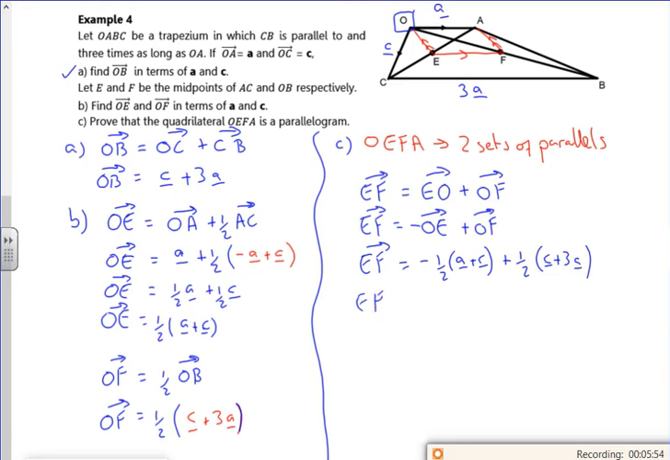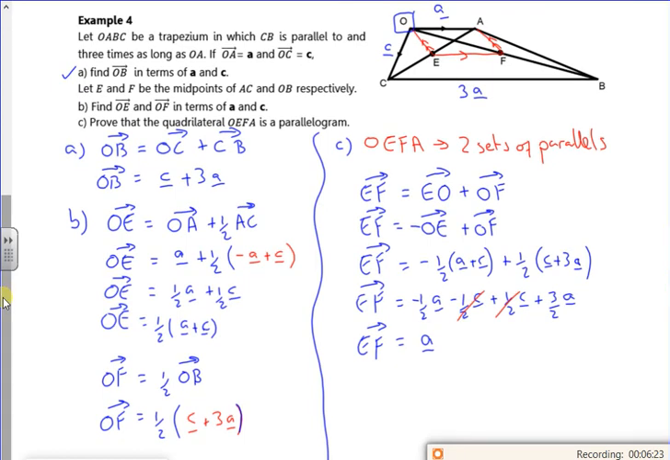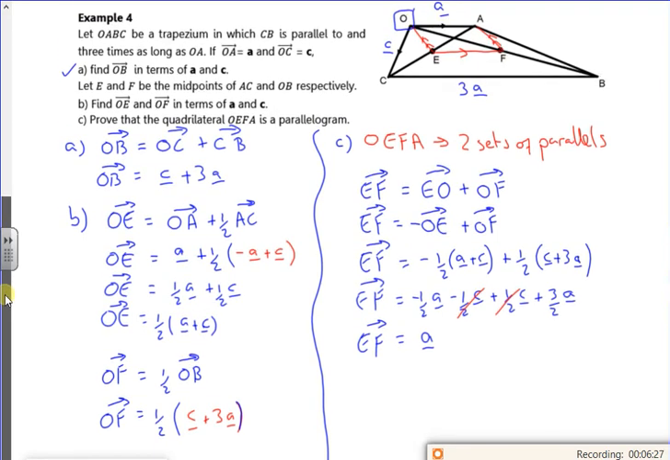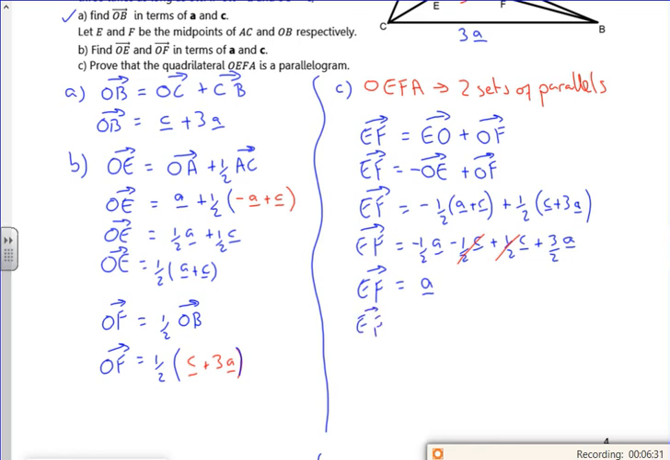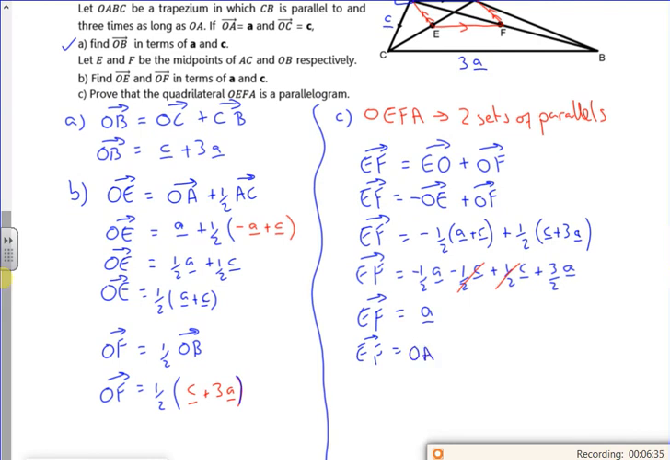So let's expand our brackets and simplify. Minus a half a minus a half c plus a half c plus 3 over 2 a. Right, so what have we got going on here? My c's cancel. So E to F is just a. Now E to F is parallel and the same length as a, because it's a. So E to F is equal to O to A. So that means I've got one set of parallel sides which is the same length.